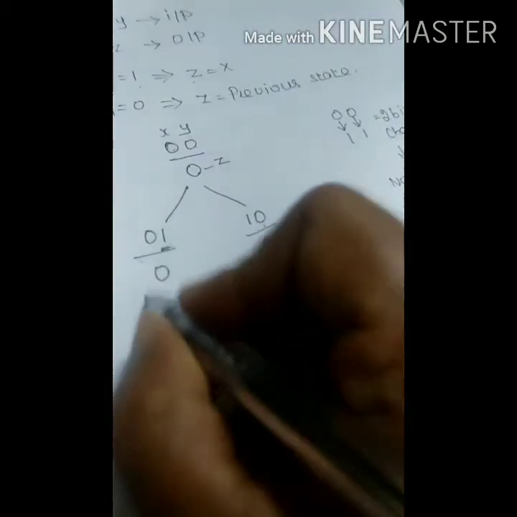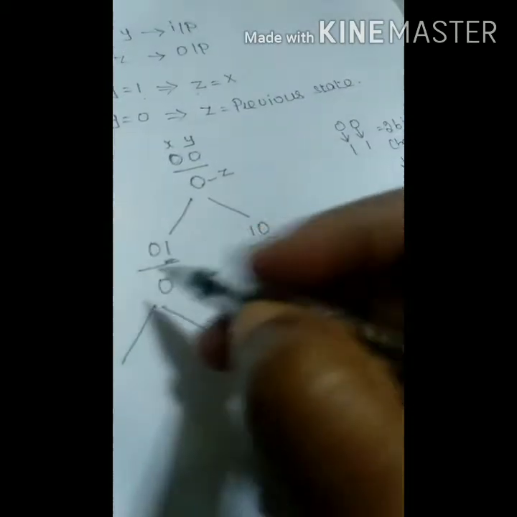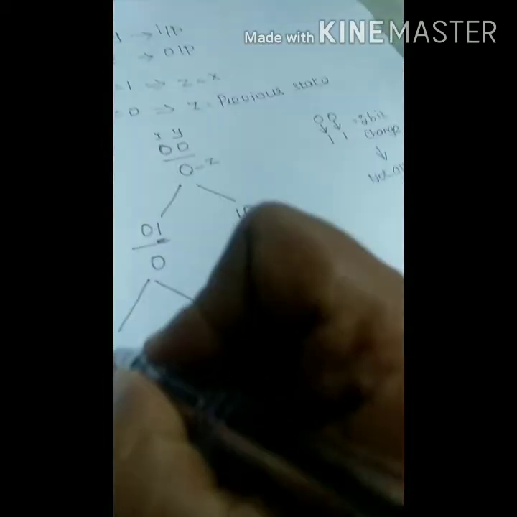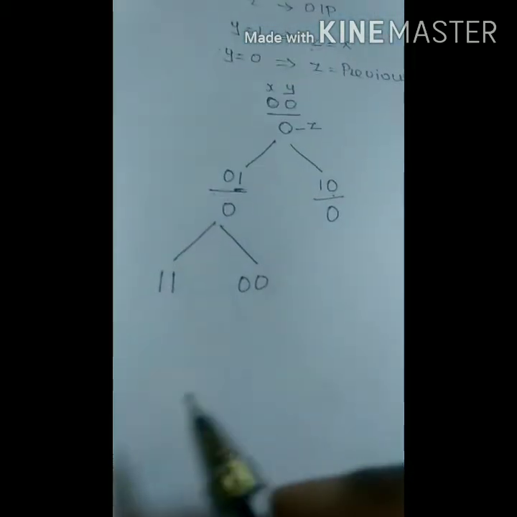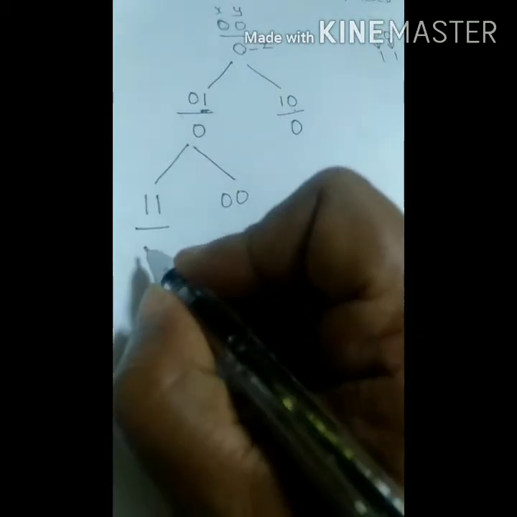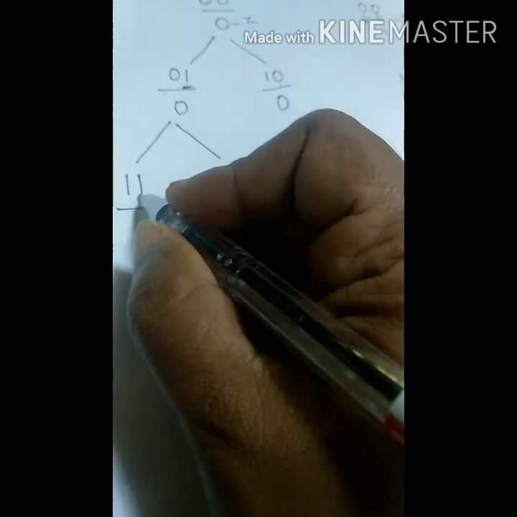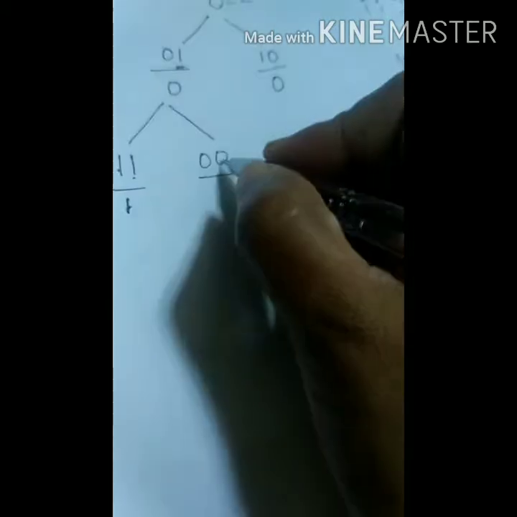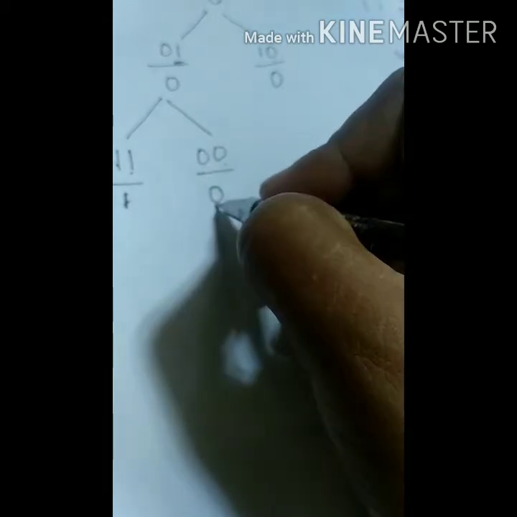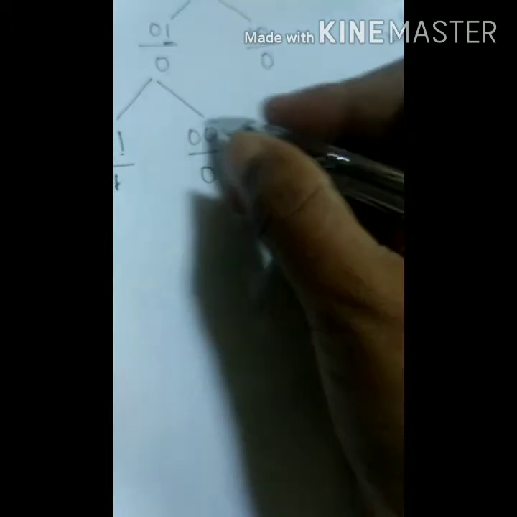Then coming to this state, again there are two possibilities. This can be changed to either 11 or 00. If it is 11, y is 1, so the output becomes x, so it is 1. Here 00 means the output is 0, because y equal to 0, so z is maintained as the previous state output. This is already an existing state, so let us stop here.